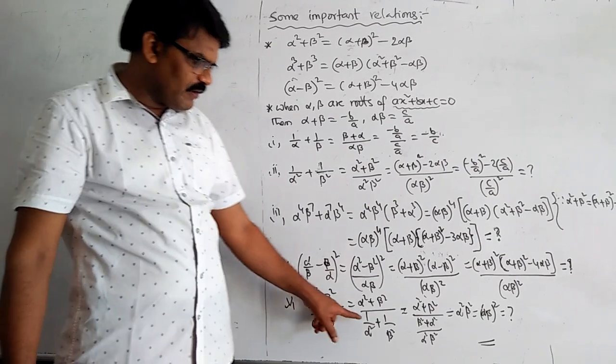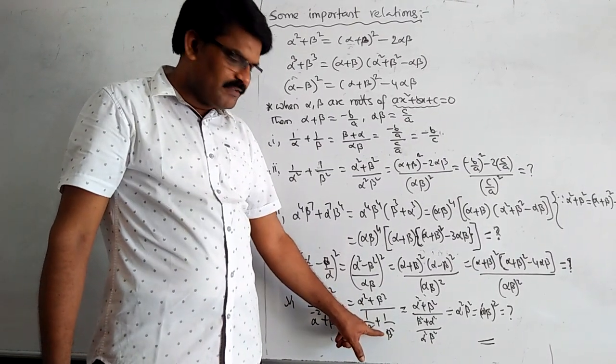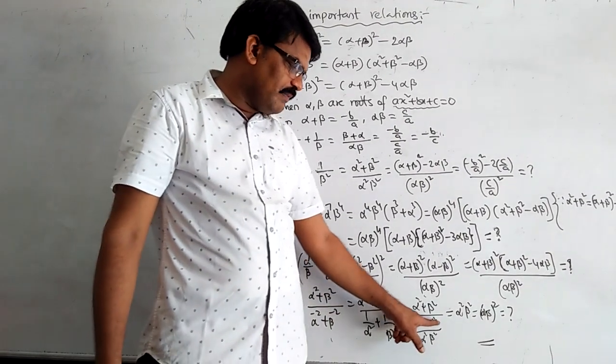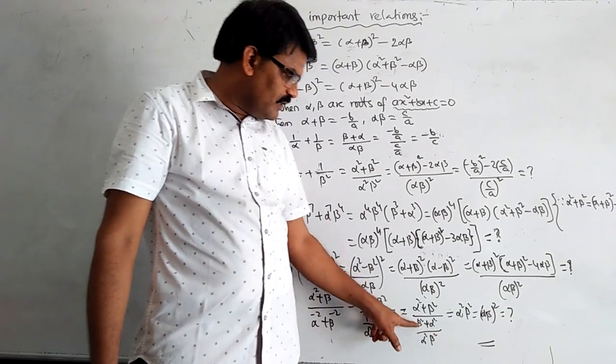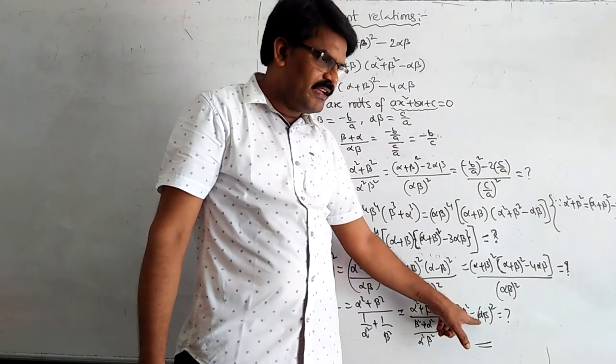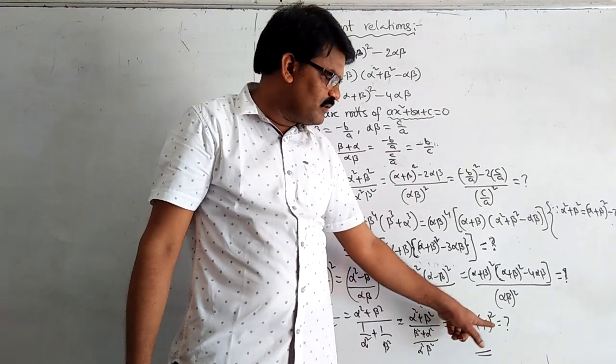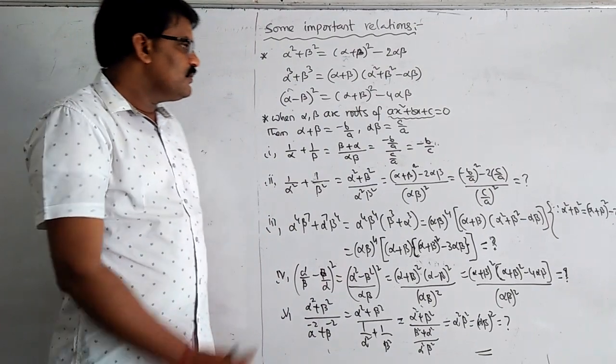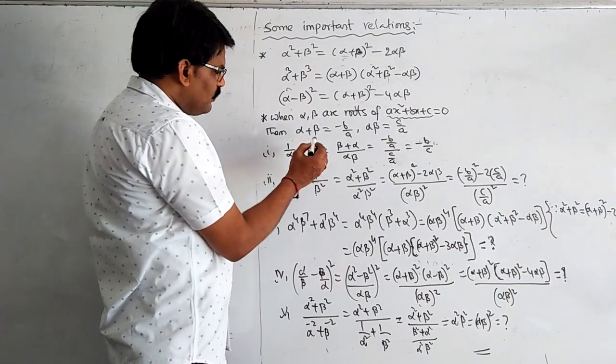Alpha power minus 2 means 1 by alpha square. This is 1 by beta square. Taking LCM, beta square plus alpha square by alpha square beta square. These two are cancelled. This becomes the numerator, (alpha beta) whole square. We know this value is c by a. So the answer is c square by a square. So we have to do that.